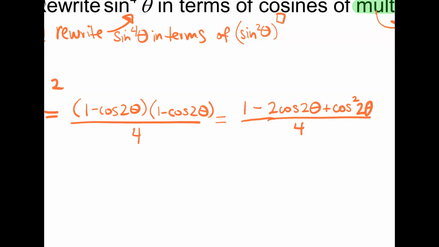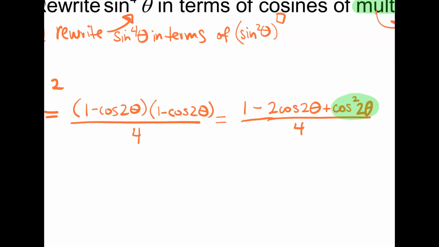Okay, so are we done? Did we actually follow the directions? Are we done rewriting sine to the fourth theta in terms of cosine multiple angles with no power greater than 1? No, we're not. Ugh, this sucks. So this right here, that's a power that's not greater than 1. That's a power that's greater than 1. So is this okay? Highlighting? Okay, cool.